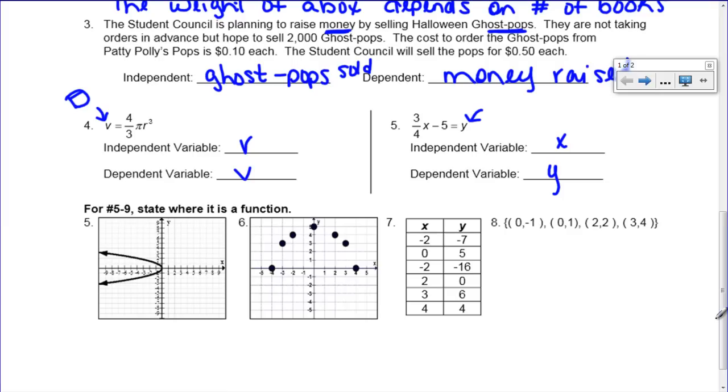There are a couple of ways to determine if something's a function. First of all, to be a function, none of the x values can repeat. You cannot have any x values be the same if something is a function.